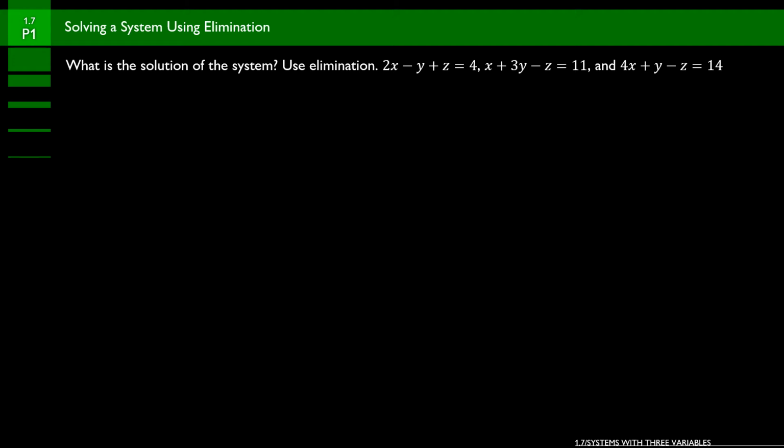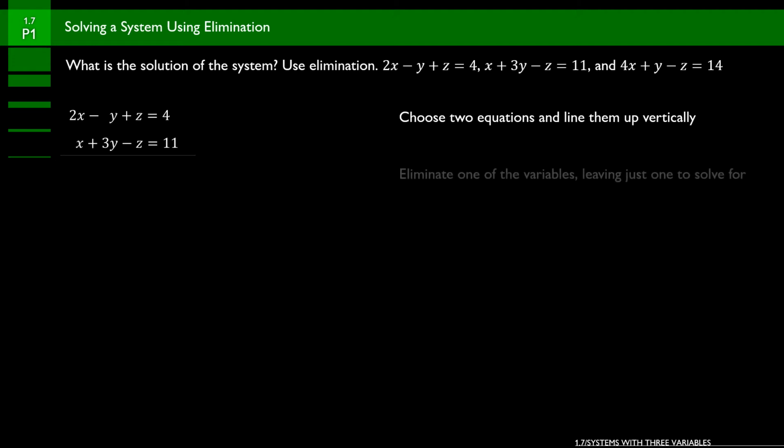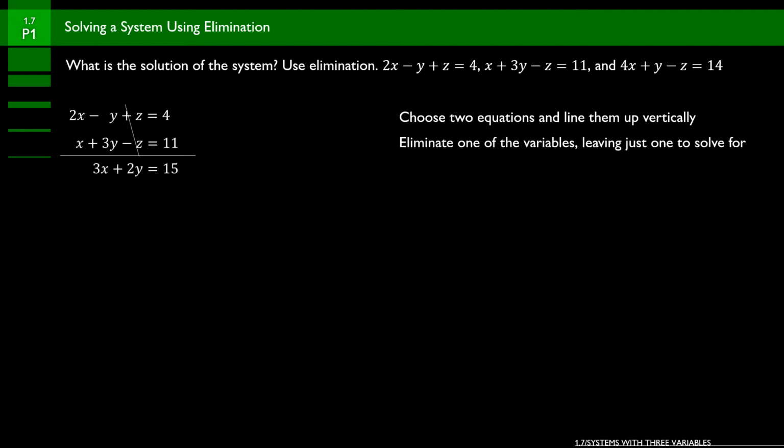So I'm going to start with 2x minus y plus z equals 4. And underneath that, I'm going to put x plus 3y minus z equals 11. I don't have to do any multiplication or division to get rid of that z now, because one's a positive and one's a negative. So I just add what's left. So I get 3x plus 2y equals 15.